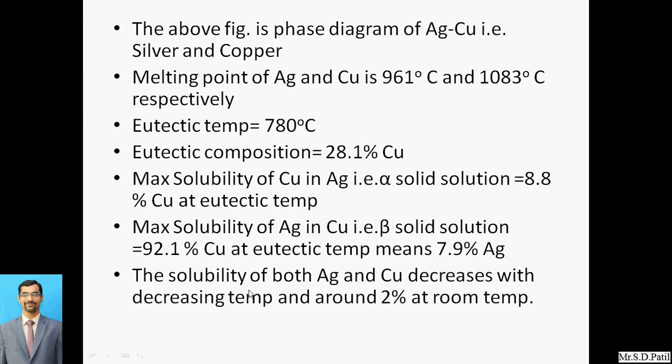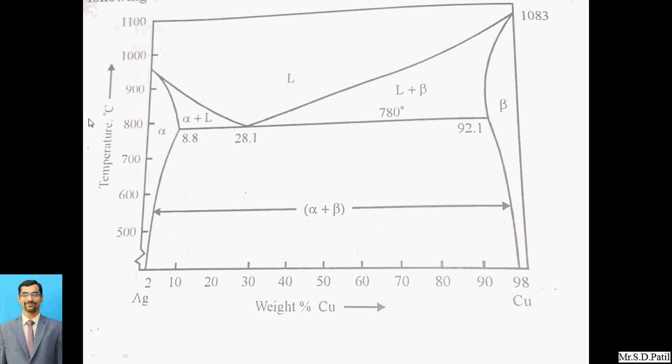Okay, the solubility of both Ag and Cu decreases with decreasing temperature, to around 2% at room temperature. So here the maximum solubility is 8.8%. Here is the maximum solubility of Ag, that is 7.9%. But this solubility decreases up to 2%. Here it is also up to 2% at room temperature. So the solubility decreases up to 2% at room temperature. So this solubility varies from 2% to 8.8%.